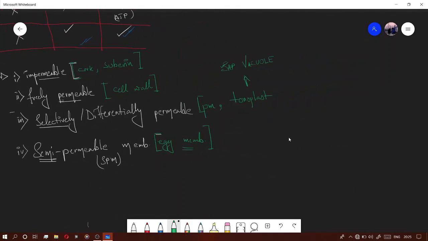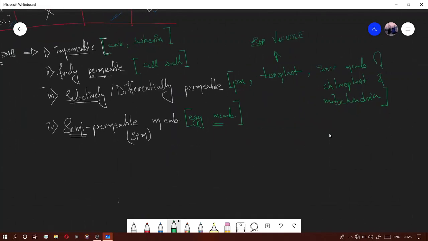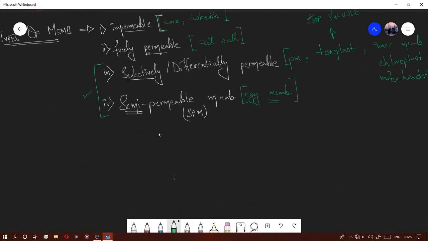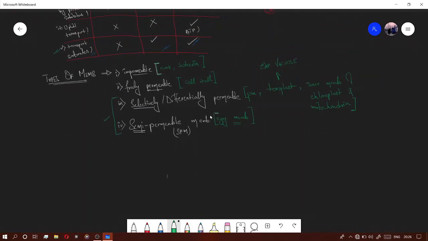And let me write this too: the inner membrane of chloroplast and mitochondria. It is this simple. Please just remember this. If you are stuck with it, you can just leave it, or just remember it. This is all the things you need to know.